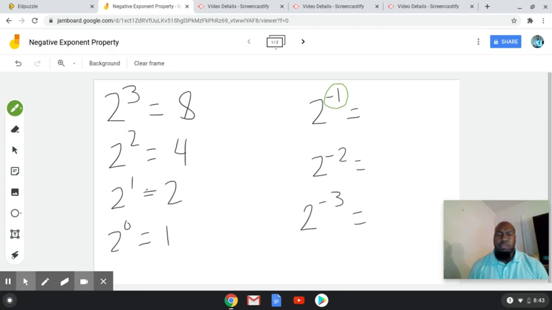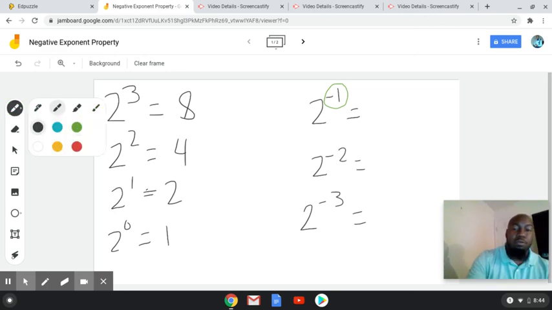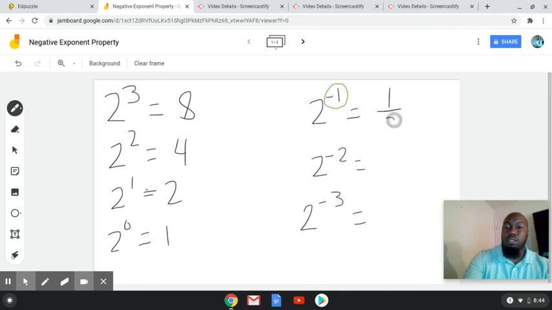So what happens when we do 2 to the -1? Well, if we kept dividing by 2 for each one, the last number that we had was 1, so we're going to divide 1 by 2. So the answer for that one would be 1/2.